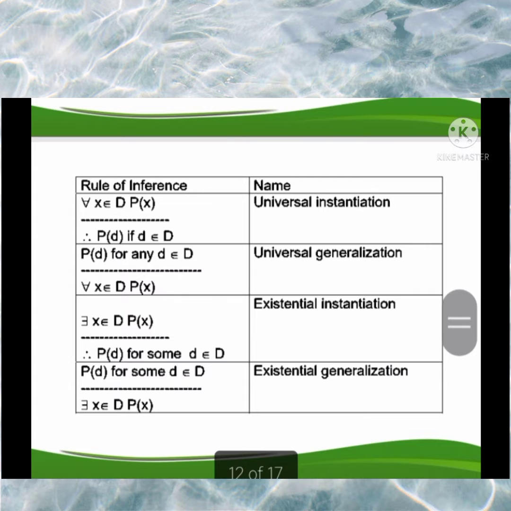Third rule of inference, existential instantiation: there exists x belonging to D, P(x), therefore P(d) for some d belonging to D. The last one is the rule of inference, existential generalization: P(d) for some d belonging to D, therefore there exists x belonging to D, P(x). Those are the 4 rules of inference in quantified statements.